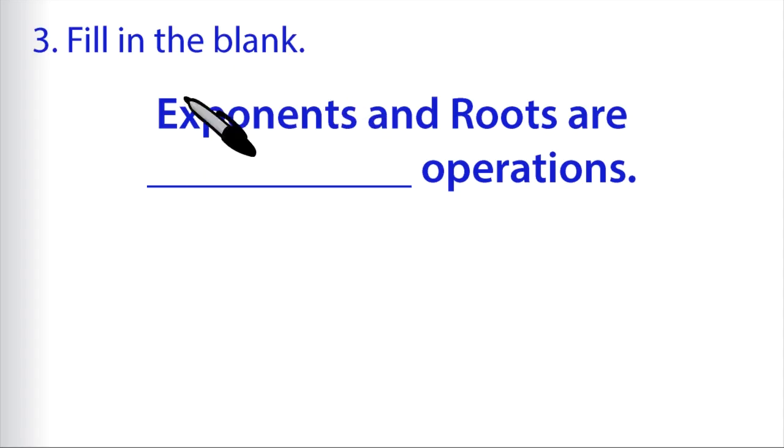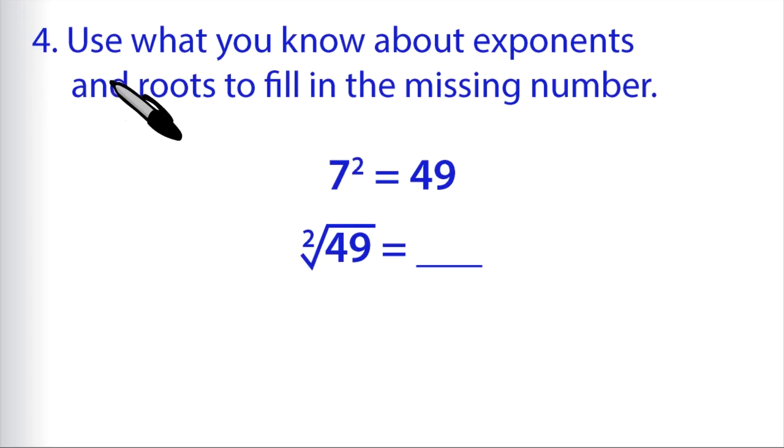For problem 3, we have fill in the blank. Exponents and roots are blank operations. So we need to figure out how exponents and roots relate to each other. Their operations affect each other in some way. And remember, they undo each other. An exponent will undo a root, and a root will undo an exponent. So that means they're inverse operations. Inverse operations.